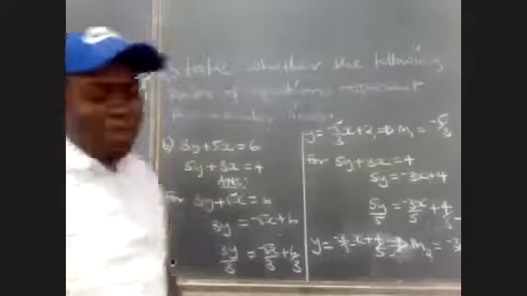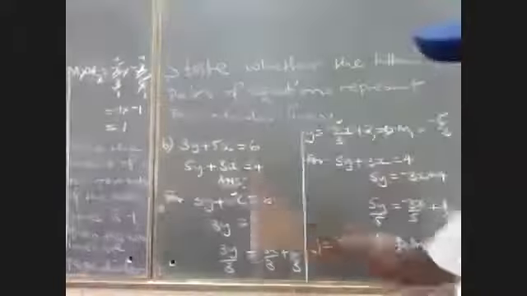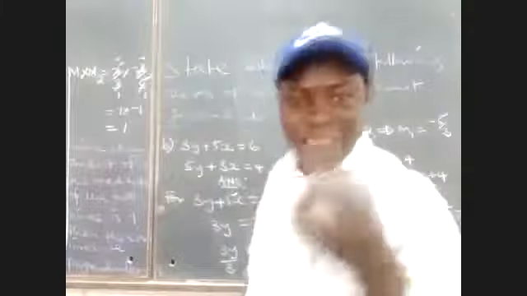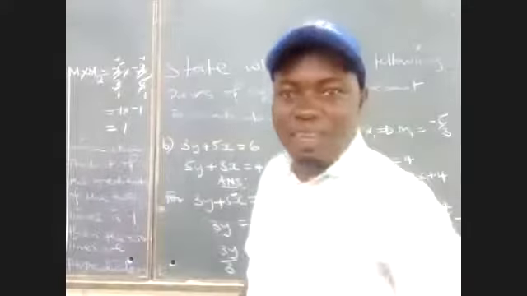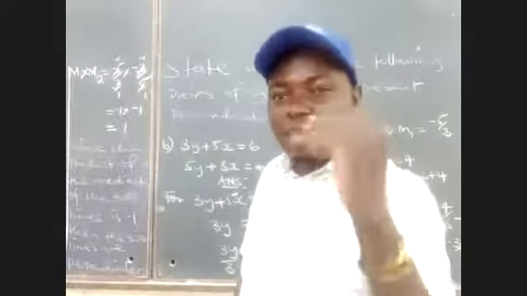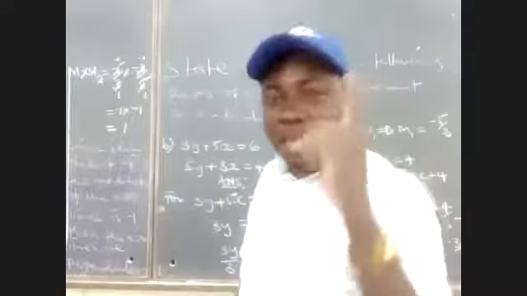Since the product of the gradients of the two lines is 1, and we know that the product of the gradients of two perpendicular lines is negative 1, the two lines are not perpendicular. Very good, Ntongo. I like the way you have done it. The product here is 1, not negative 1. There is a difference between 1 and negative 1. And we say that for perpendicular lines, the product must be negative 1.